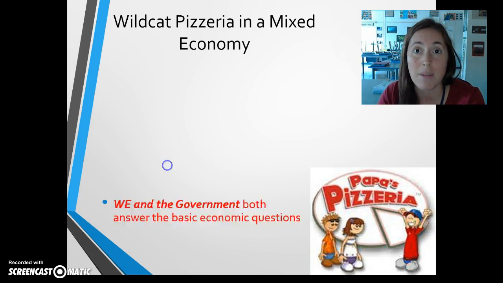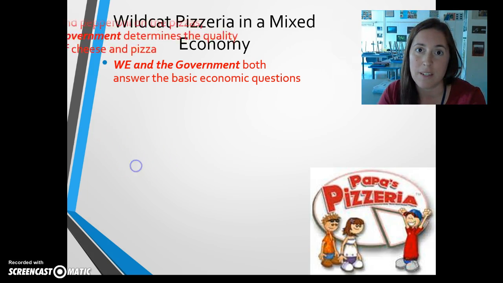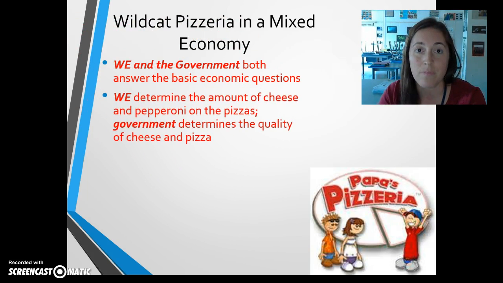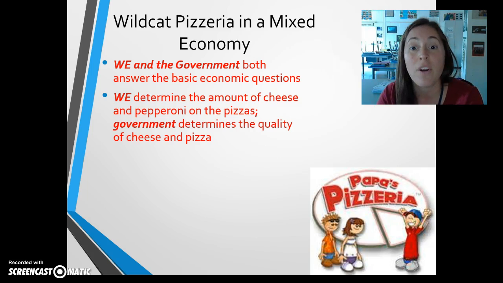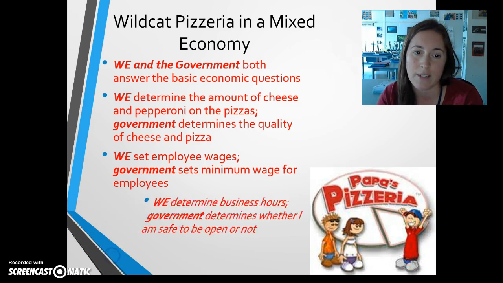Finally, there's the Wildcat Pizzeria. If I opened it in a mixed economy, we and the government would answer the basic economic questions. We, as business owners, would determine the amount of cheese and pepperoni that goes on the pizzas, but the government would decide on the quality of the cheese and pepperoni to make sure that the people are not getting sick. We would set the employee wages, but the government would set a minimum wage for the employees.